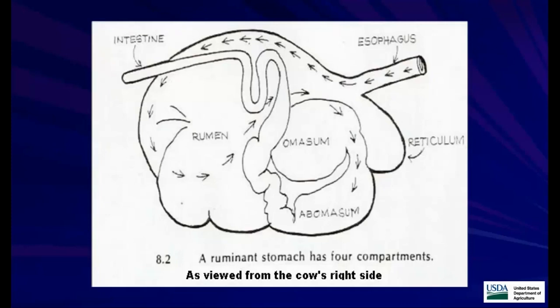It's got a lot of different layers in it, and all of that surface area helps to absorb the liquids. And then the abomasum is more like our stomach. It has enzymes and acids that help to finalize the breakdown of the feed as it goes through their digestive system. So it's really fascinating, to me at least, as a nutritionist, it's a fascinating system for breaking down feeds and converting it into milk or meat.